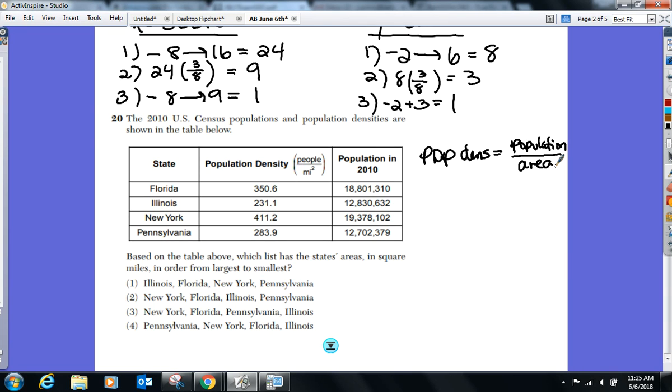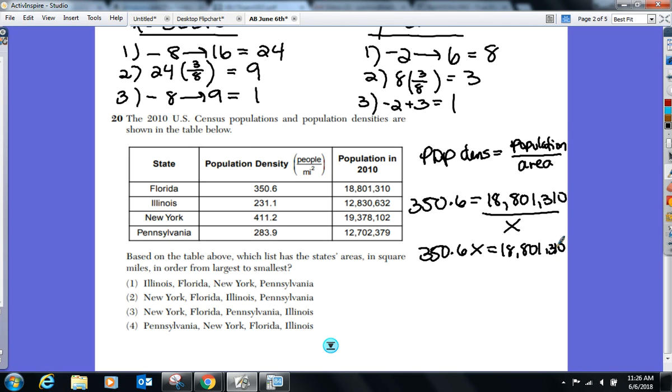As you go through each of these, if we start with Florida, the population density in Florida is 350.6. And I know the population's a little over close to 19 million, but 18,801,310 all over the area, which is what we're trying to find. I want to go over this a second time because I remember on your quiz, some of you forgot how to solve this. You can't just multiply these two. You have to cross multiply, so 350.6x equals that 18 million.